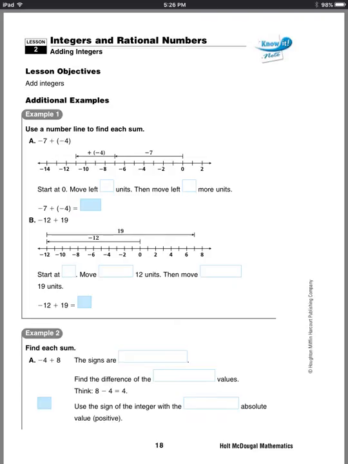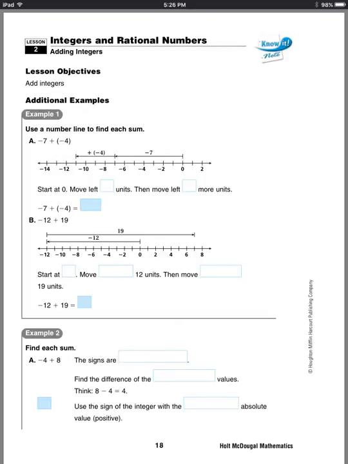Today we are adding integers, which means we are not just adding positive numbers, we're adding positive and negative numbers. Okay? So, I like to use number lines to start out with. So, use your number line. Hopefully you made one in class when you were supposed to. If not, make one.